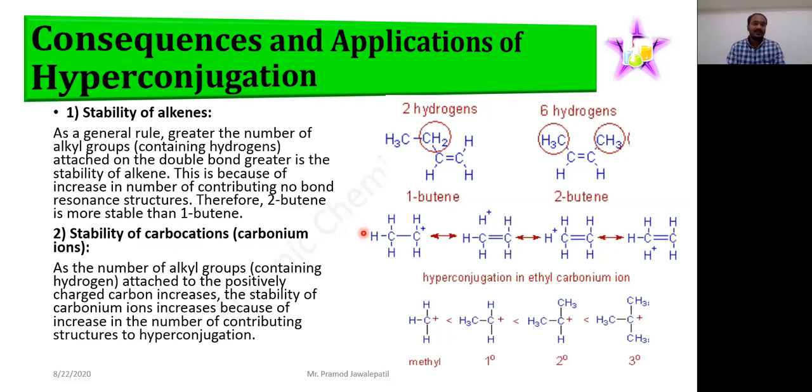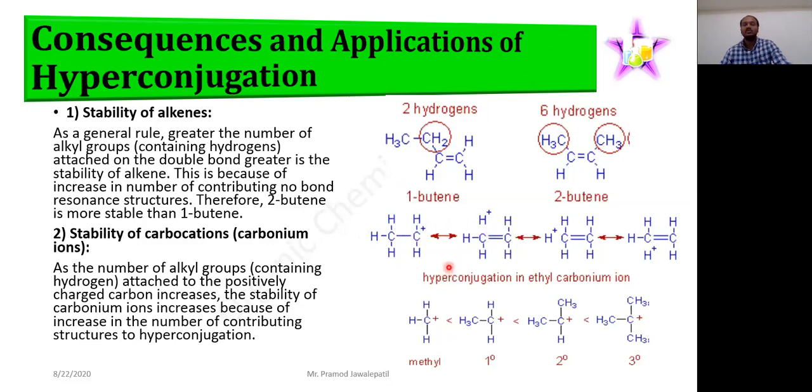Then, stability of carbocation. Friends, stability of carbocation is also due to hyperconjugation. As the number of alkyl groups containing hydrogen atoms attached to the positively charged carbon increases, the stability of the carbocation increases because of the increase in the number of contributing structures of hyperconjugation. See in this diagram, we show here the number of hydrogen atoms increases.